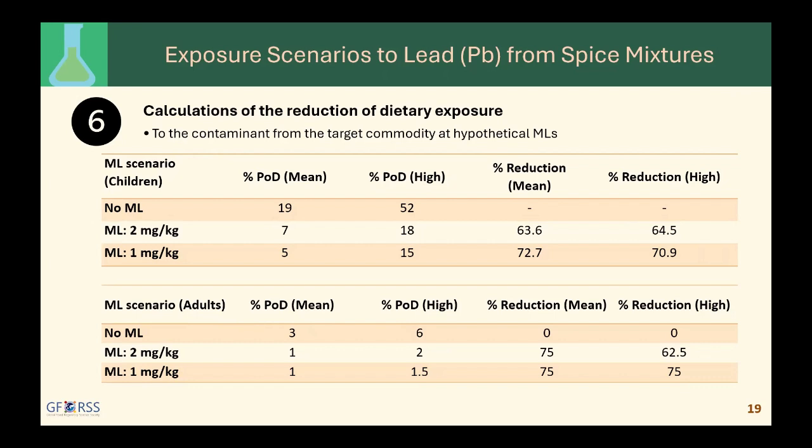So again, let's take the situation of children. No ML, 20% of my POD, ML2 going down to 7%, and ML1 going down to 5%. So from 2 to 1, I'm just improving 2%. Rejection rates, I'm going up from 2.9% to 5.1%.